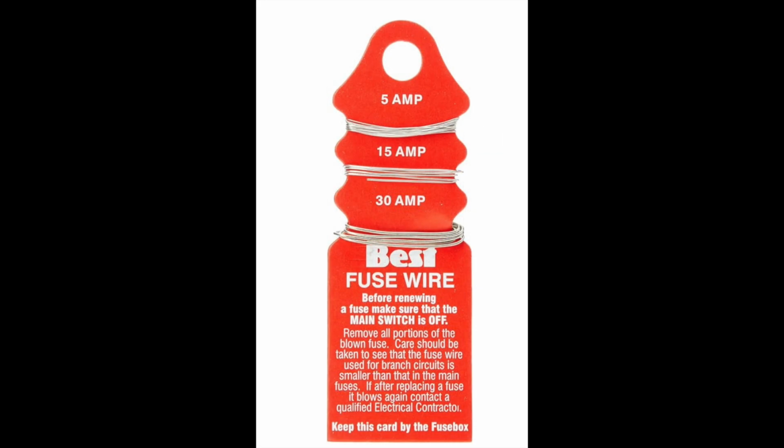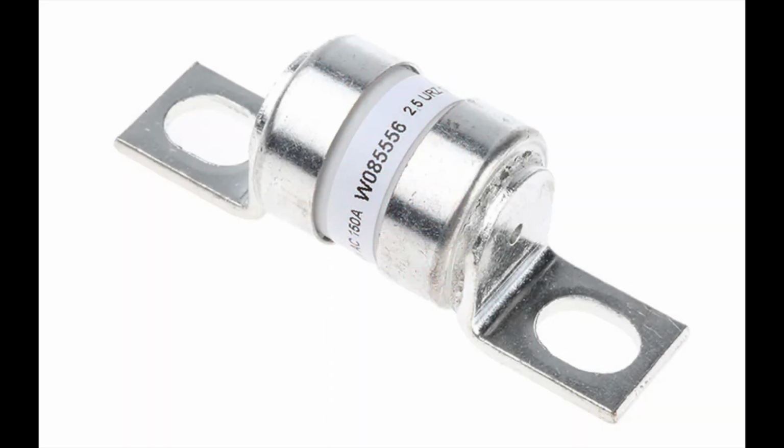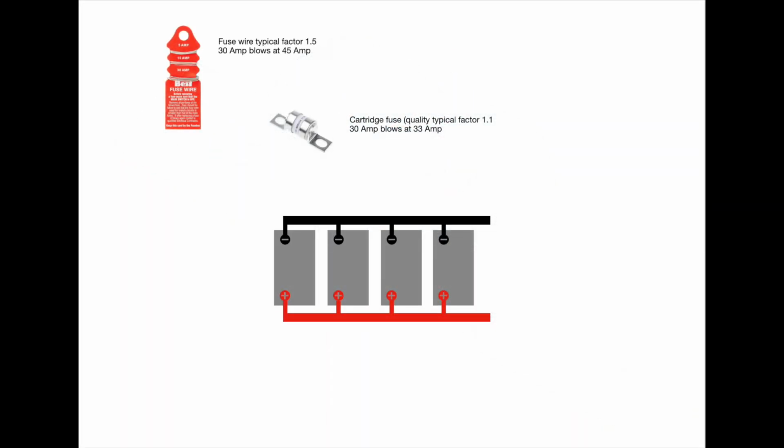Not all fuses are created equal. All fuses and breakers have what's called a fusing factor. I'll give you a couple of examples. Fuse wire is typically a fusing factor of 1.5, so a 30 amp fuse actually blows at 45 amps. Cartridge type fuses, especially those of high quality, can have a fusing factor as low as 1.2 or even 1.1.